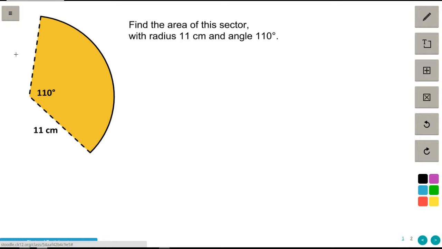We're effectively imagining that we had a whole circle and doing a calculation with that, and then we just want to find out what fraction of the whole circle we're talking about.